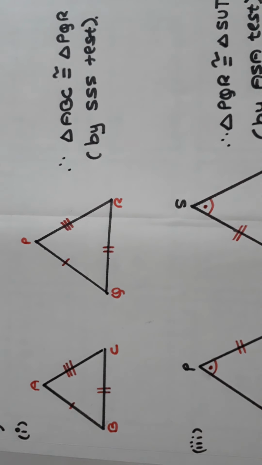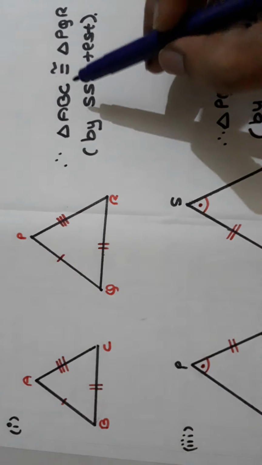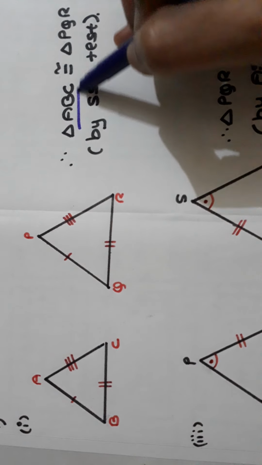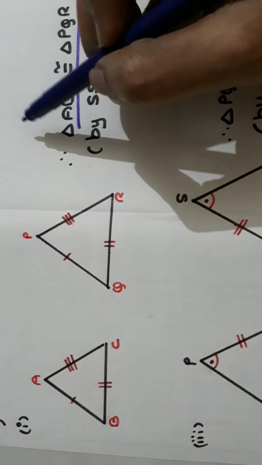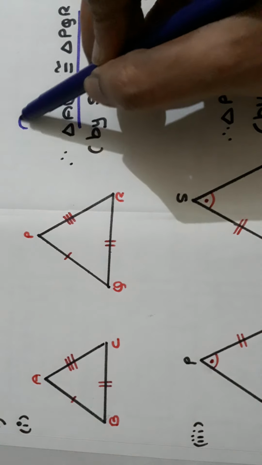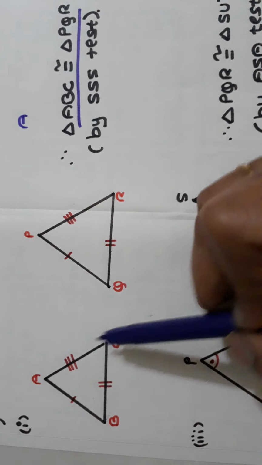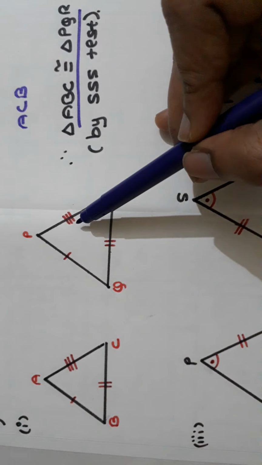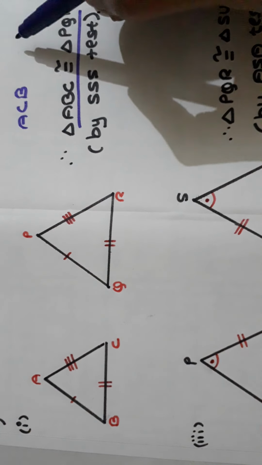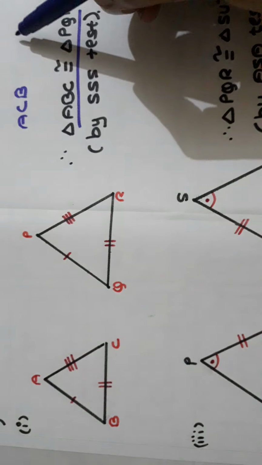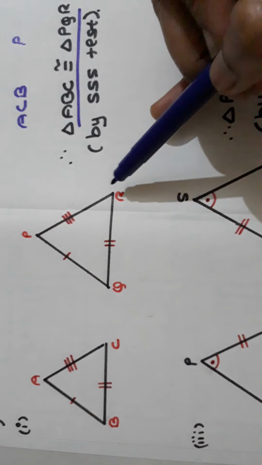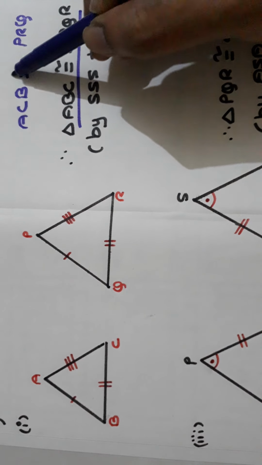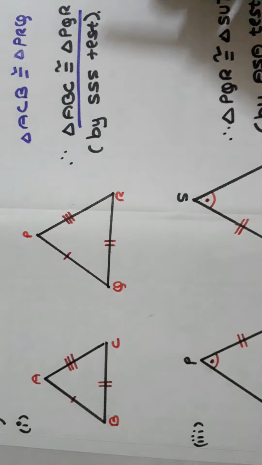Now how to write the congruency. Now here I have already written the congruency. Now this is one way. Now the other way is you start at A and then from A move to C and then to B. And follow the same pattern for the next triangle. Start at P, R and then Q. So this is a congruency between the two triangles.